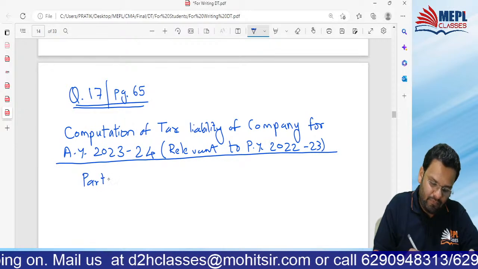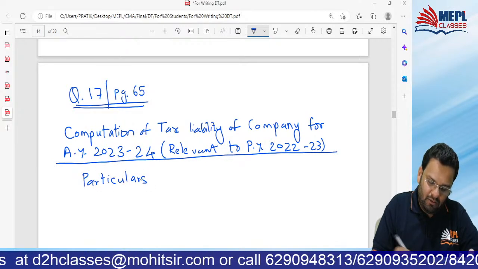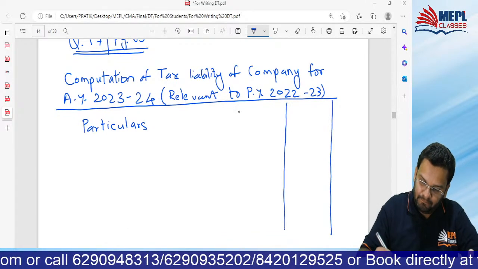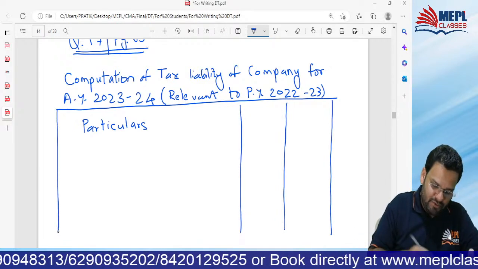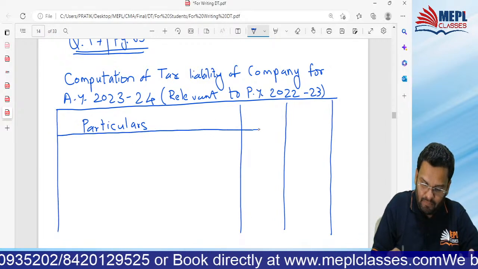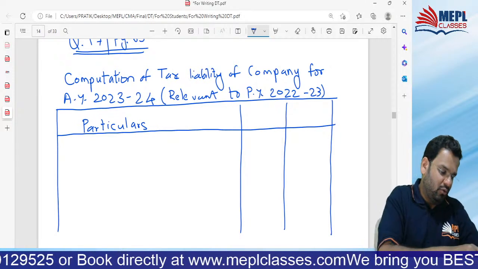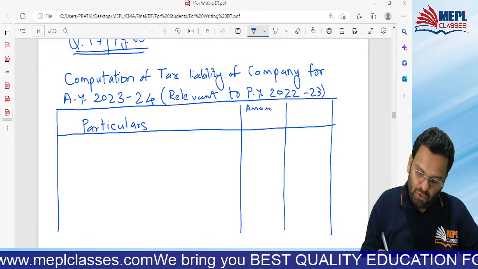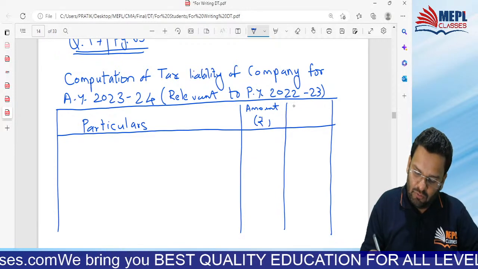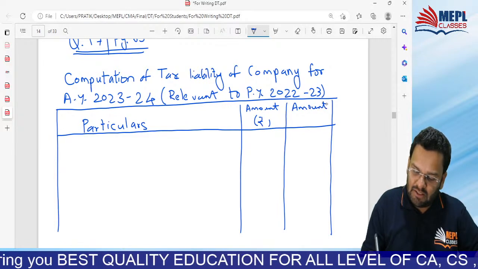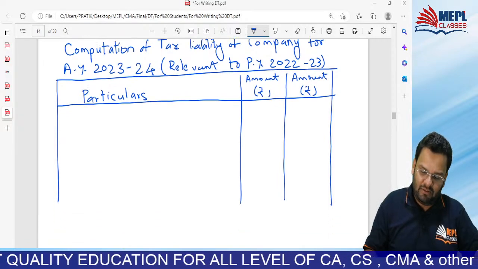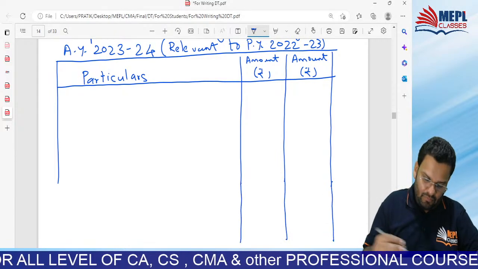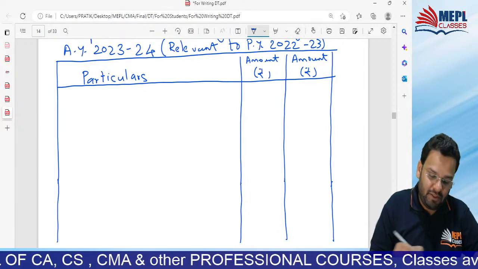Particulars, and make two amount columns. Mind you, module's answer and what I am solving is not same here. Reasons you will understand, but it is not same here. So please try and solve it along with me.